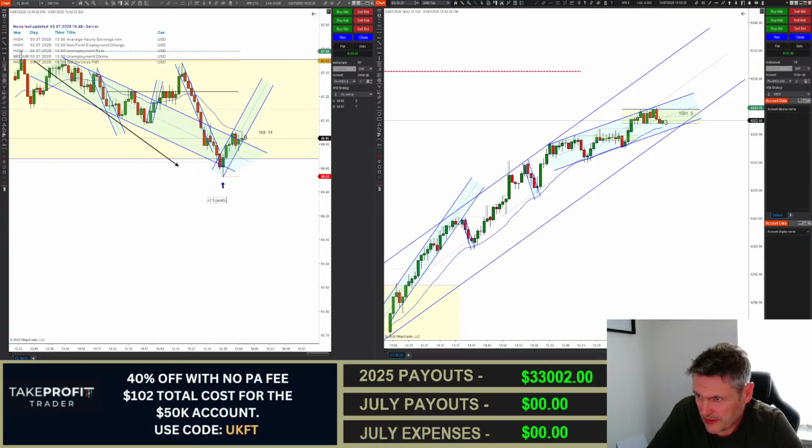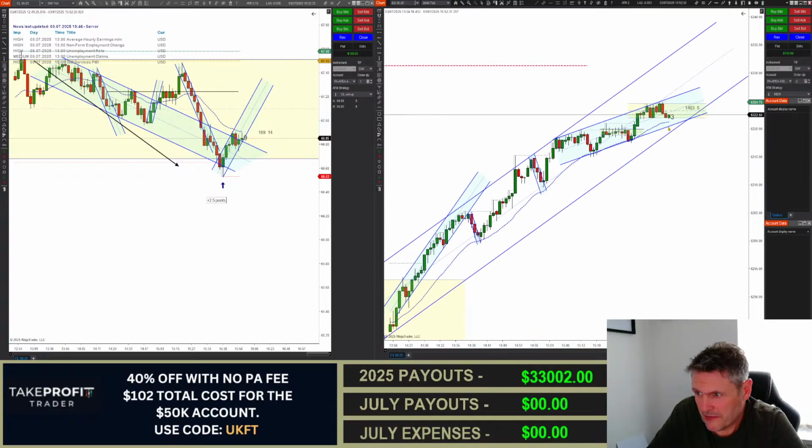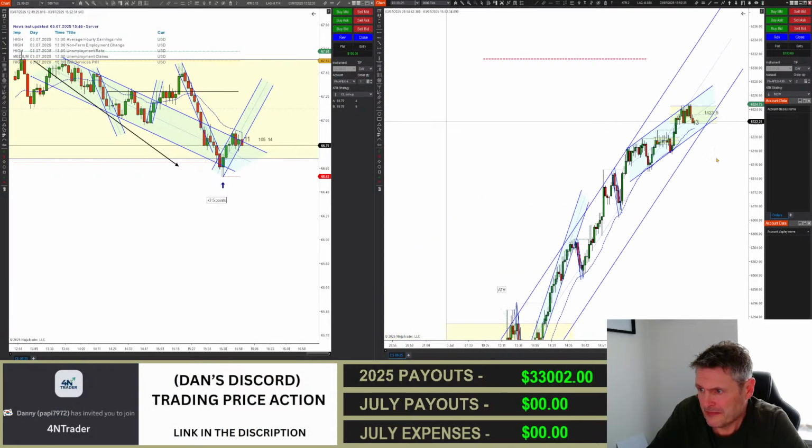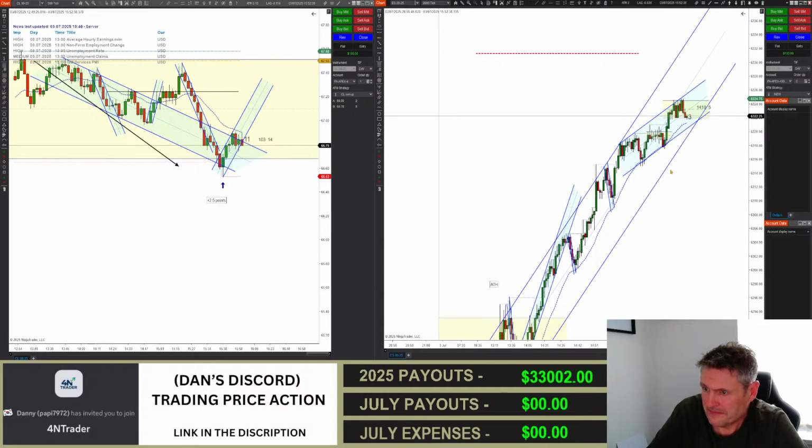So have we got something like that? If we got a failed breakout of this, that kind of would fall in line. Maybe there's a spike in a channel there.